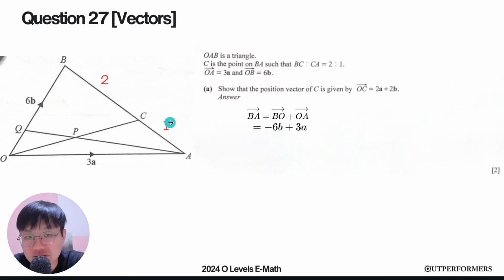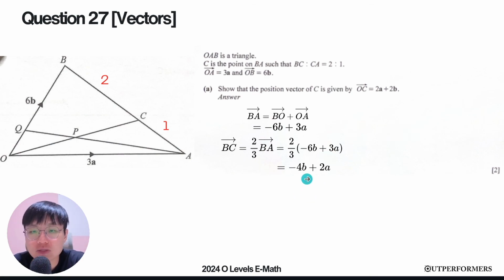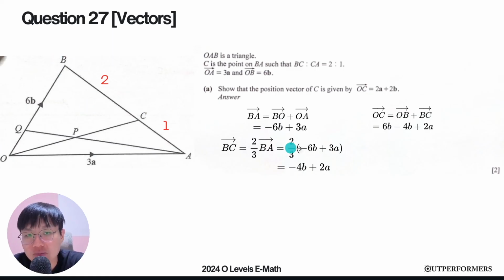And finally, you can either use AC or BC to continue your route. In my case, I use BC. BC is 2/3 of BA, so I'll be able to times it in to get minus 4B plus 2A, and then we can finally do our long walk. So this is like a shortcut, then it's like a longer path to get to school, right? So my OC is going to be OB plus BC, which is 6B plus this, to give us 2A plus 2B here.